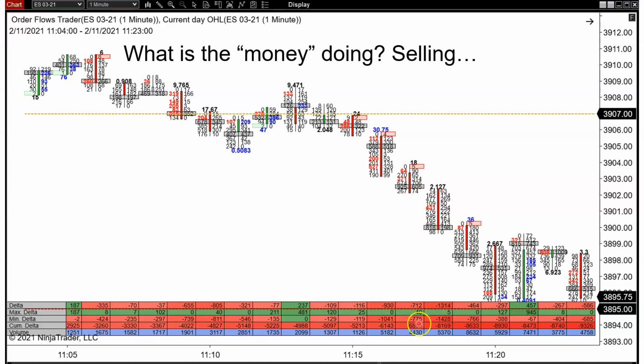Look at this: minus 775, minus 712, minus 1,400, minus 1,300. Look at these max delta: 0, 45, 0. These are nothing. It's all dominated by sellers as the market continues to sell off.